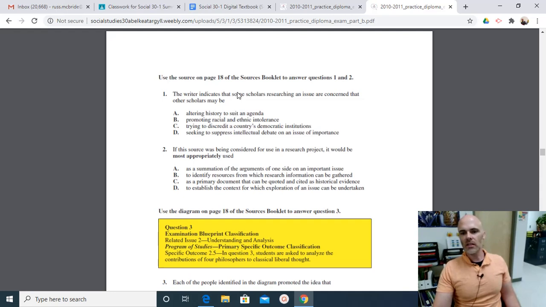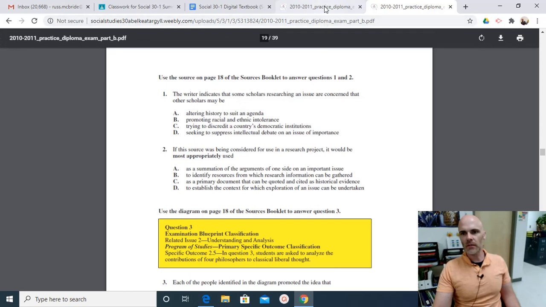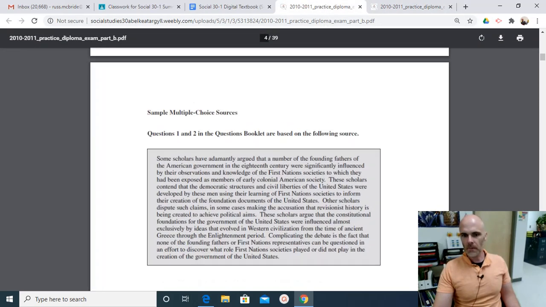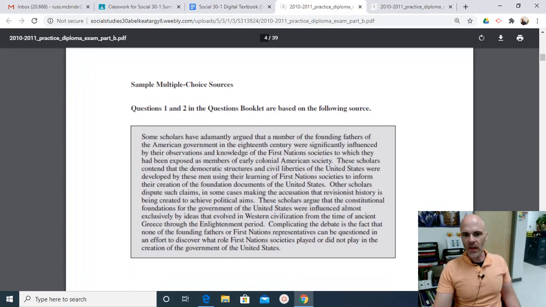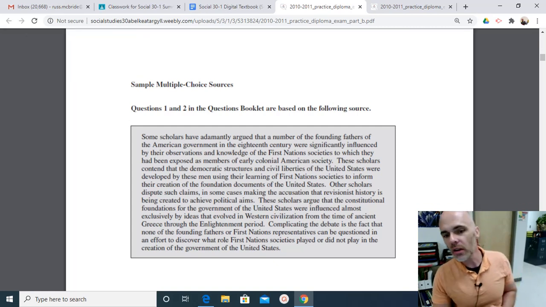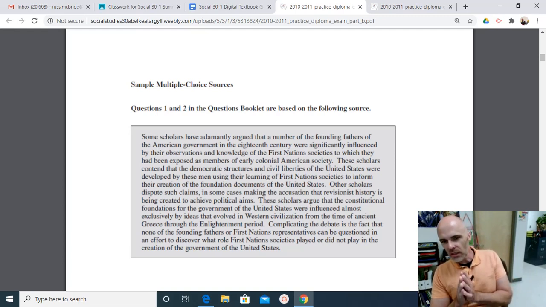The writer indicates some scholars researching an issue are concerned other scholars may be. Some scholars have adamantly argued that a number of the founding fathers of the American government in the 18th century were significantly influenced by their observations and knowledge of the First Nations societies to which they have been exposed as members of early colonial American society.